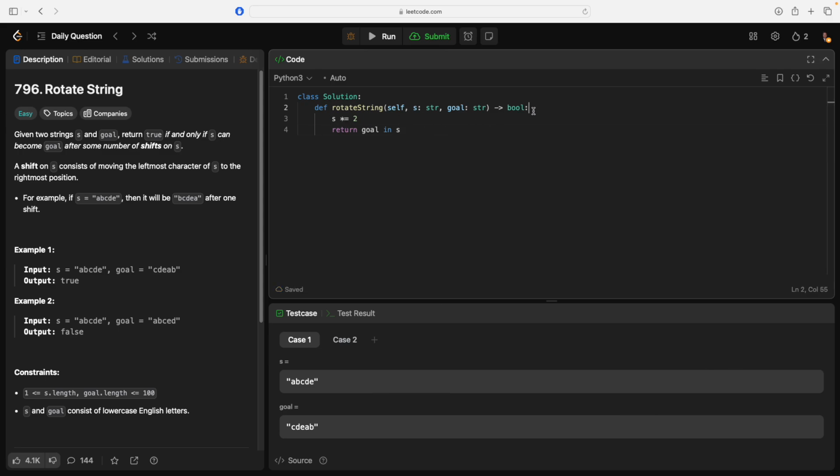But we'd also need to make sure that goal is short enough. So if the length of s is longer than the length of goal, then we have a problem.